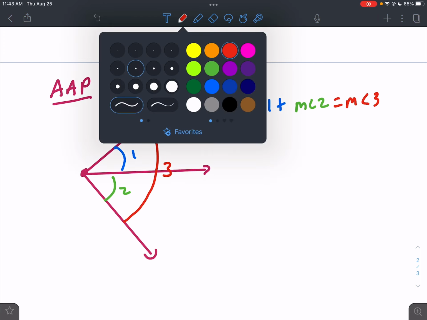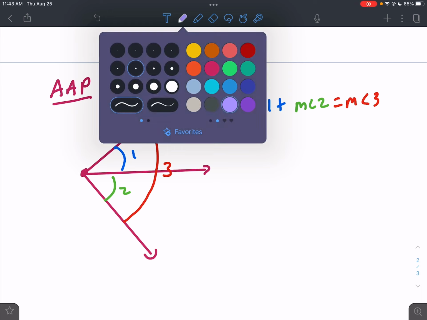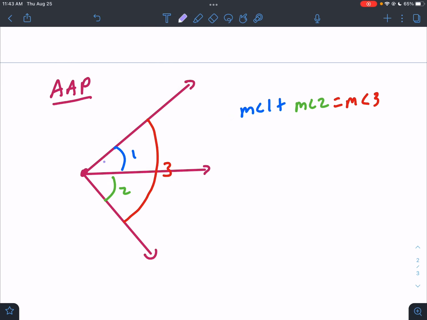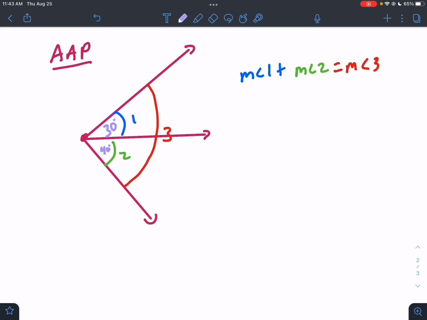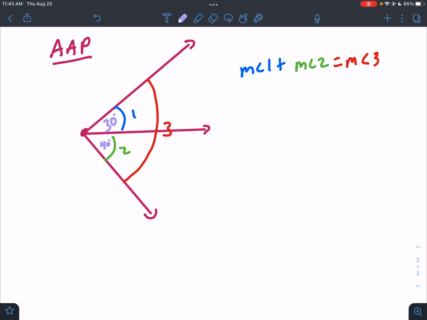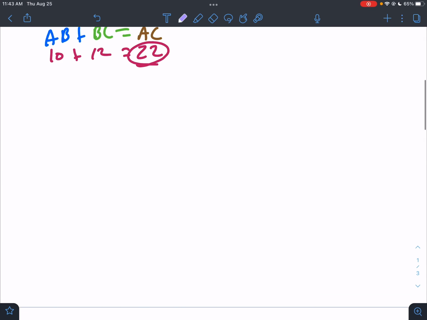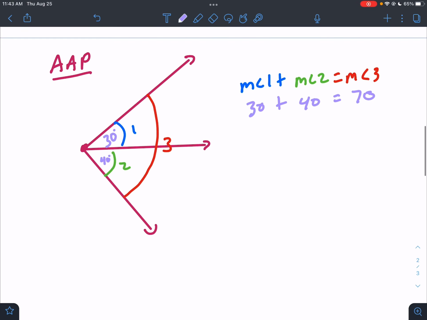So putting some numbers on there. Let's say that angle 1 here was 30 degrees. And angle 2 here is 40 degrees. I'm just totally making some stuff up. We could say angle 1, 30 degrees, plus angle 2, 40 degrees. The entire thing would have to be 70 degrees. So it's the same idea, segment addition postulate, angle addition postulate. We're adding angles to equal the whole thing. Up here, we were adding segments to equal the whole thing.